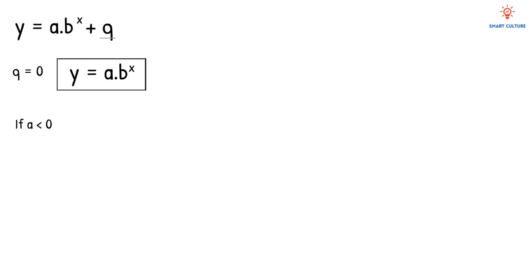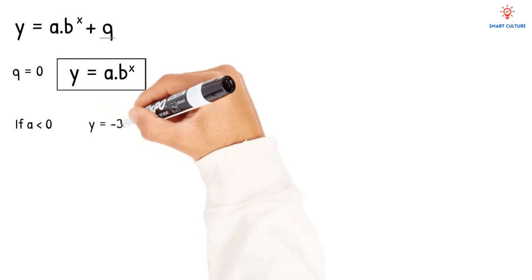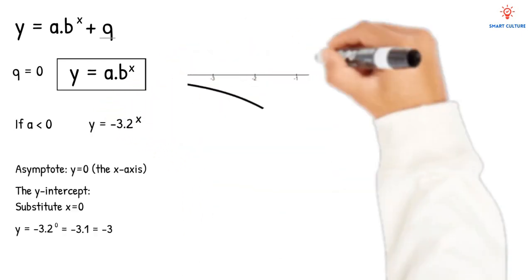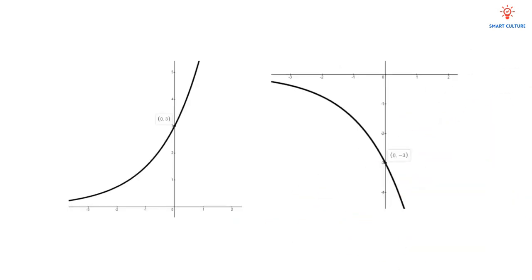How about y = negative 3 times 2 to the power of x? This is what the graph will look like. As you can see, these graphs are reflections of each other in the x-axis.